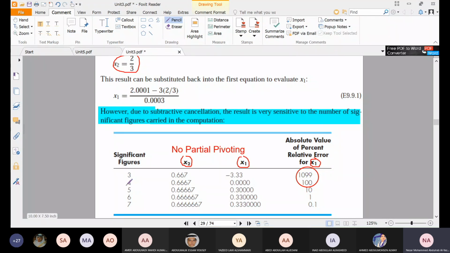If we use 4 significant figures, you can see we have very, very sensitive computation here. If we increase only the significant figures by 1, the error will reduce to 100. If we have 5 significant figures, this will be 1 like this. So the result is very, very sensitive to the number of significant figures that we use in our solution.